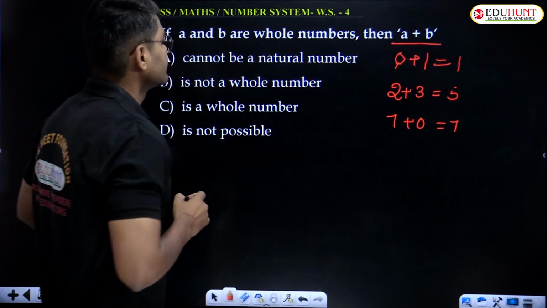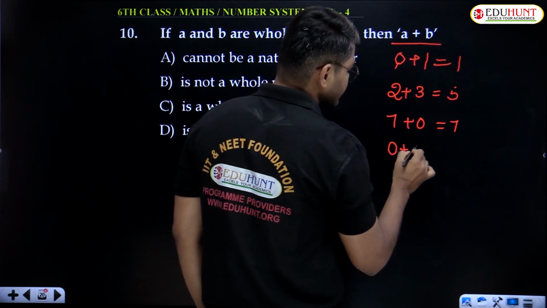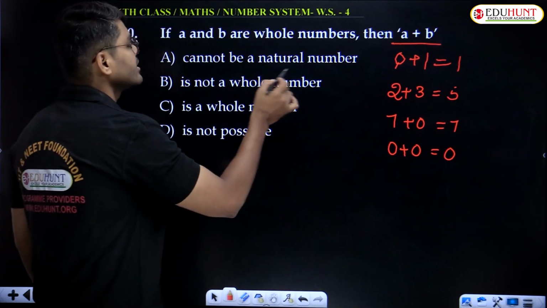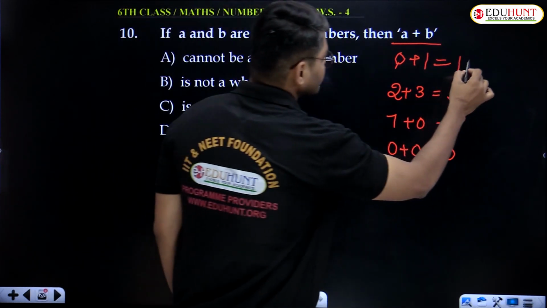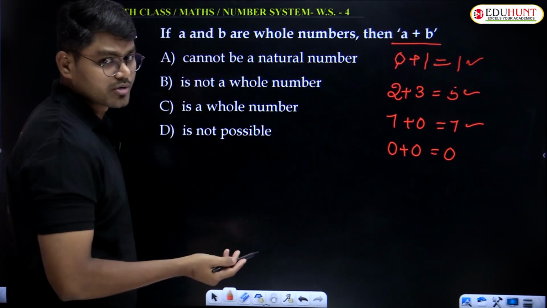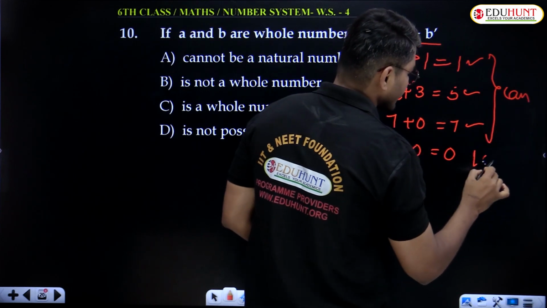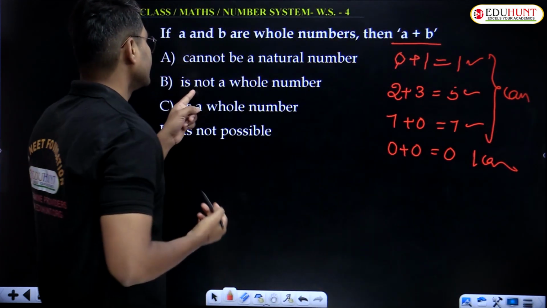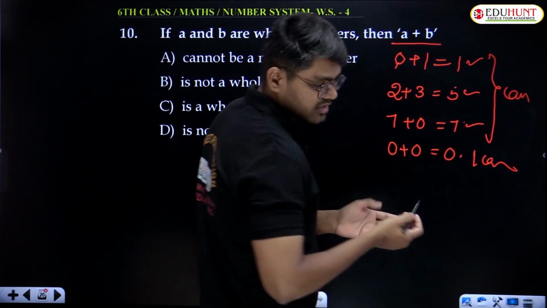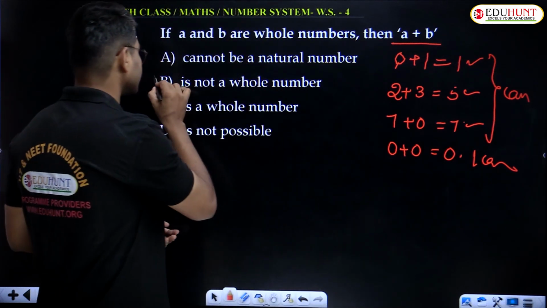Okay, let's take 0 plus 0 is equal to 0. Every time, what number do I get? Can it be a natural number? 1, 5, 7 can be, but 0 cannot be. In these examples it can be a natural number, here it cannot be. Okay. Next, is it not a whole number? Is 0 not a whole number? No, 0 is a whole number. Is 7 not a whole number? No, 7 is a whole number. So that's why this statement is wrong.